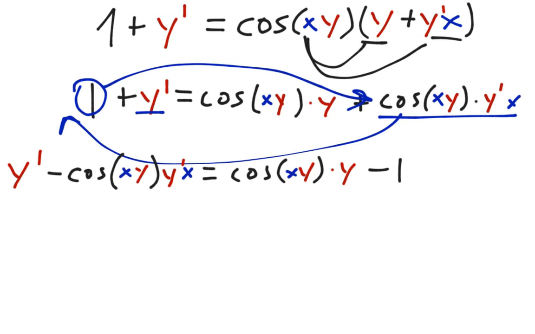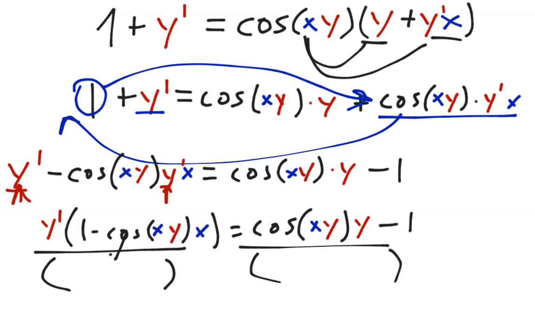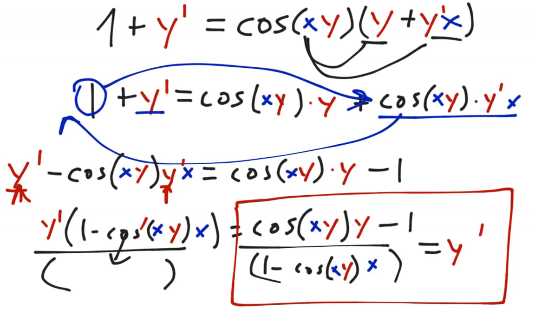Just like that. My next step again was to factor out the y prime in these two terms. There we go, that's nice and factored. And then that last step was to divide both sides by this stuff here. And when we do that, here's what our final answer will look like. There it is. So these two are going to cancel out, and then we'll be left with y prime equals cosine of xy times y minus 1 divided by 1 minus cosine of xy times x.